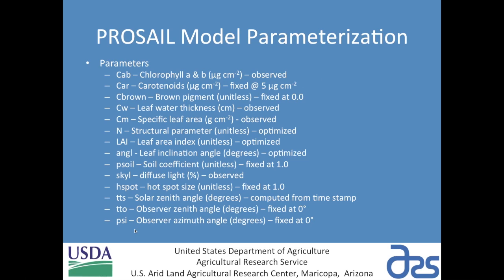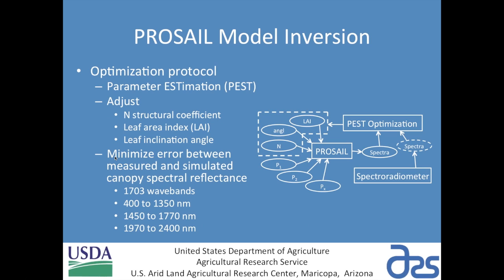So to parameterize the model, I'm holding several parameters fixed. Some other parameters are based on observations in the field. And the key thing to notice is that I'm going to be optimizing 3 parameters that are basically an N parameter, which is a structural parameter of the canopy, LAI, leaf area index, and the leaf inclination angle. These will be optimized to minimize error between our observed spectral data and our simulated data. So this diagram kind of shows the procedure that we're doing.